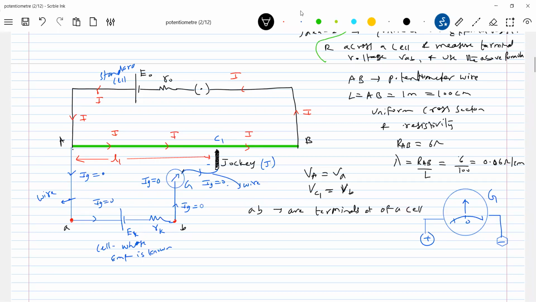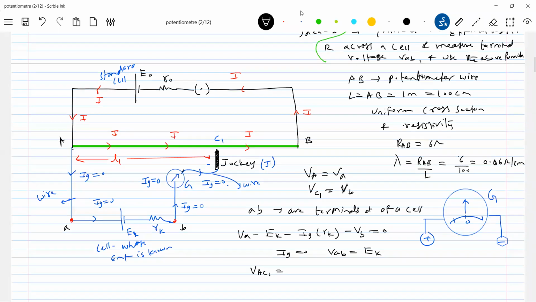Okay, now you see that. Is there any current through the cell? It's very clear there's no current through the cell. Then what is VAB? We write the equation: VA minus EK minus IG into RK minus VB equals 0. What is IG? IG is 0. Therefore, VAB is equal to EK.